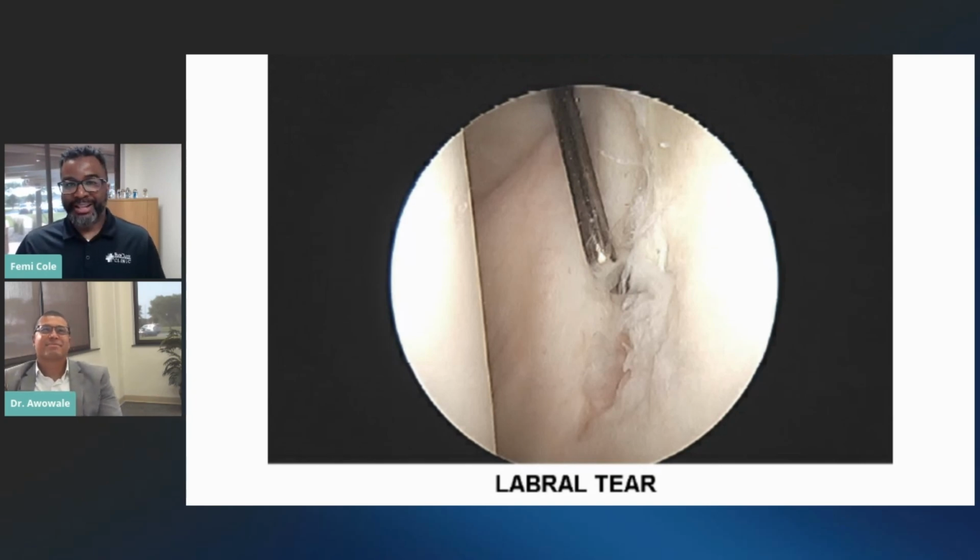So, can a labral tear heal on its own over time, or is surgery a must? Are there non-operative options? I'm throwing a lot of questions at you, but No, those are great questions, Femi. Depending on the type of labral tear and the type of event, a lot of these can heal on their own without an operation.